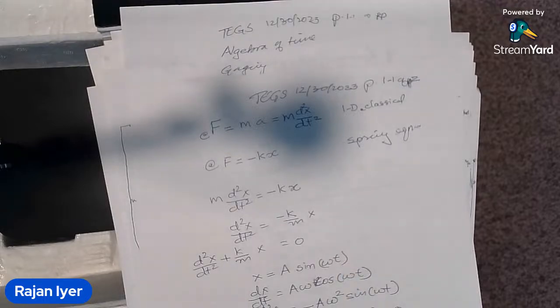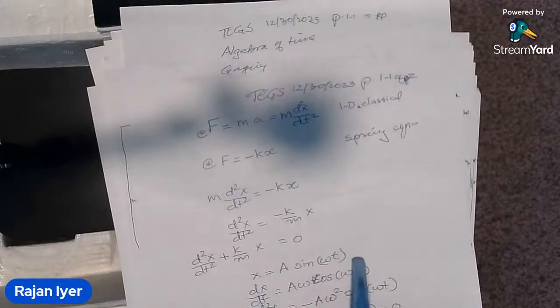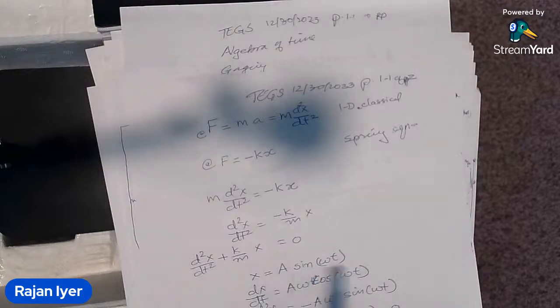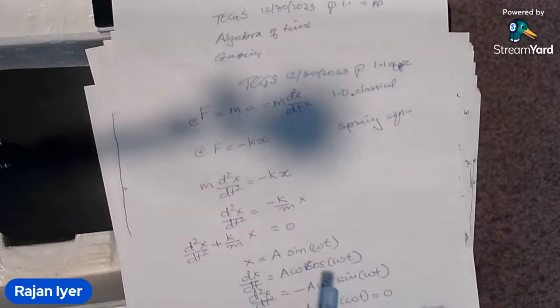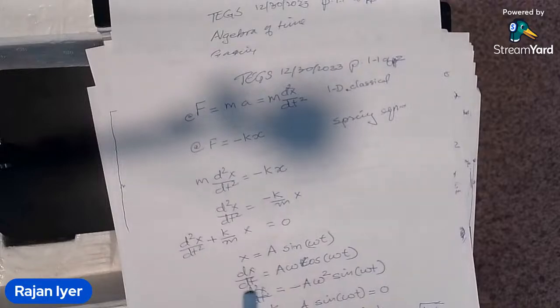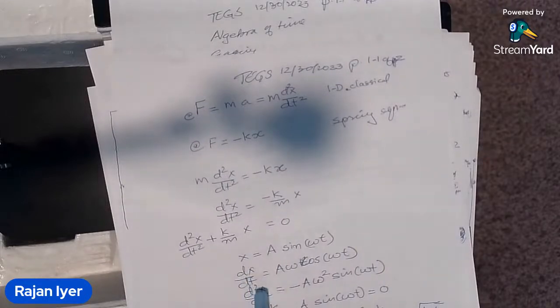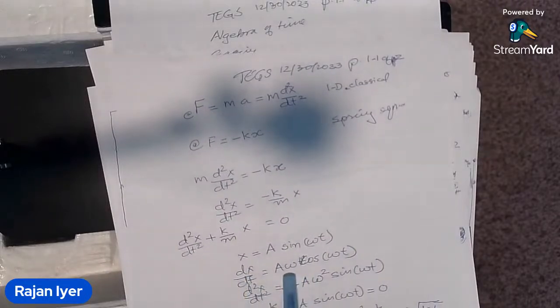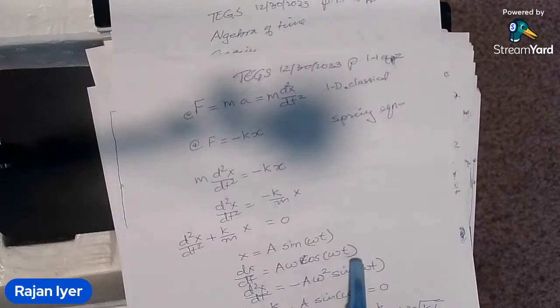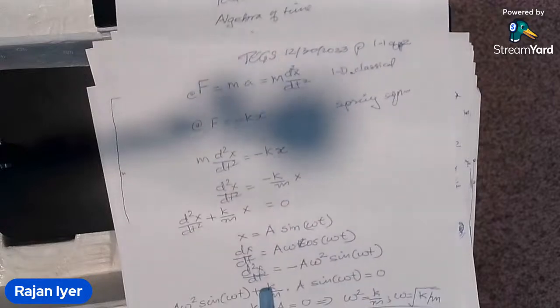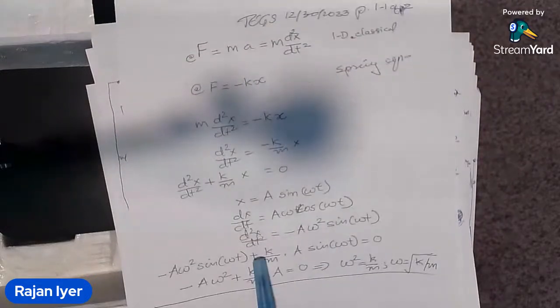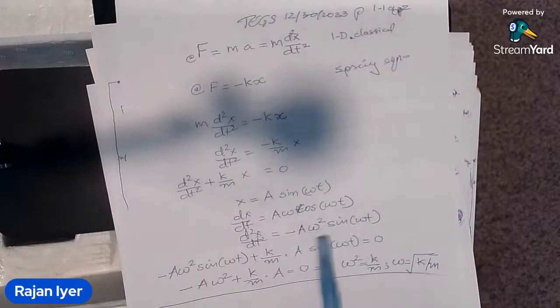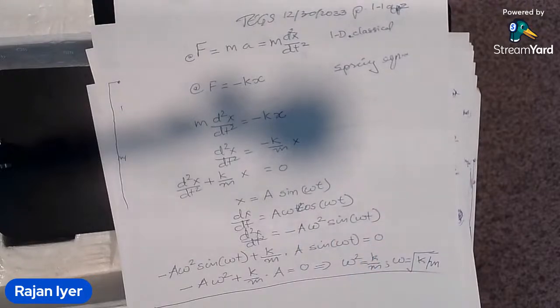That's a normal solution, right? We can also add another term for cos, but we just leave it as a sine omega t. It's the classical solution. So then I find dx over dt, and that is a omega cos omega t. And then the second derivative, d square x over dt square, is minus a omega square sine of omega t, where a is the amplitude.